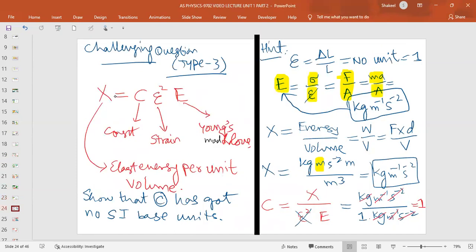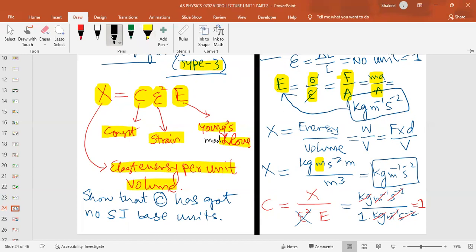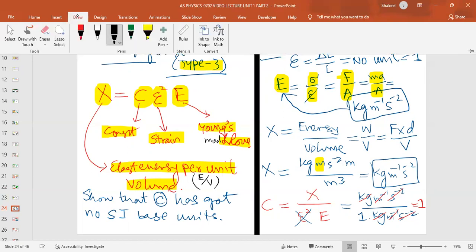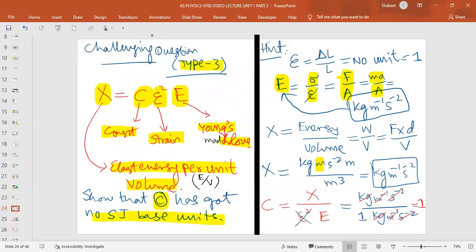Moving on to a challenging question in type 3. Let's say it is X equals C epsilon squared into E, where C is the constant having no unit, epsilon is the strain, and E is the Young modulus, which is actually equivalent to pressure. And this X is elastic energy per unit volume. So it is energy over volume. So you have to show that C has no SI base unit.